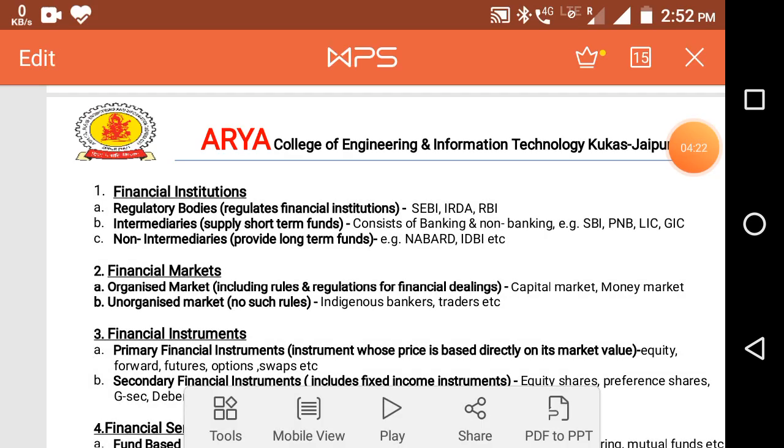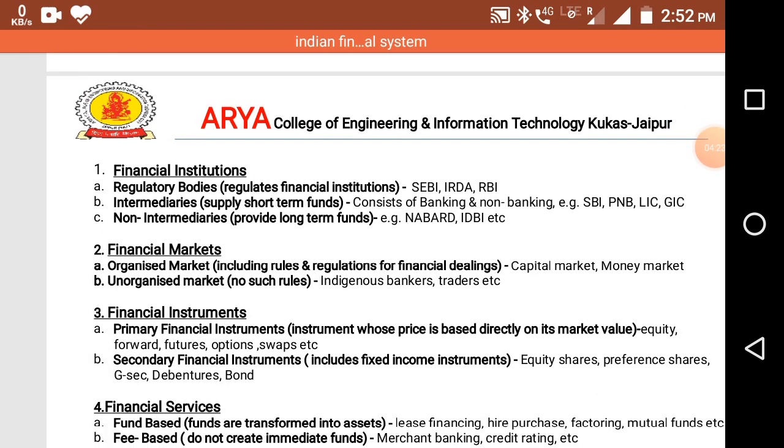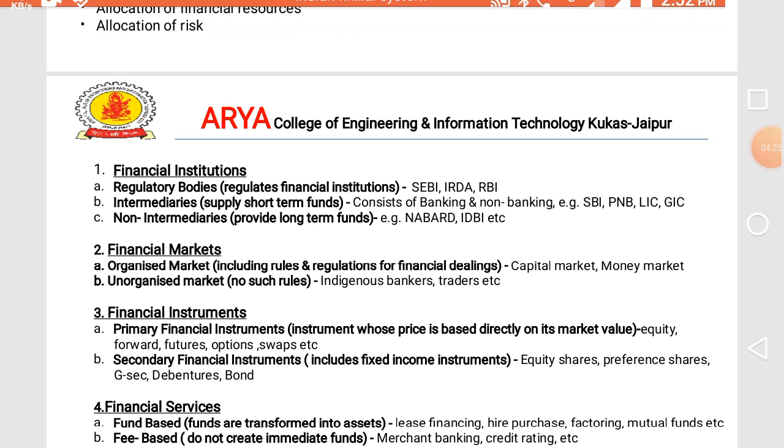Coming to the next, that is non-intermediaries. These non-intermediaries mainly provide long-term funds. In case of intermediaries, they supply short-term funds, but in case of non-intermediaries, they mainly provide long-term funds to individuals and corporate customers. They consist of term lending institutions like financial corporations and investment institutions like NABARD, IDBI, IFCI, etc.